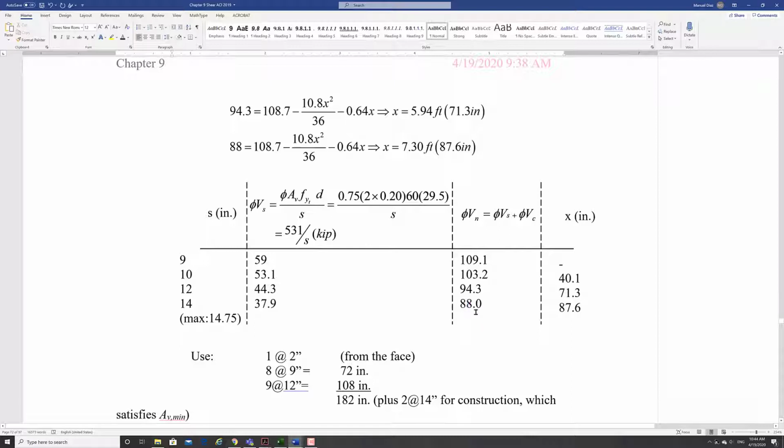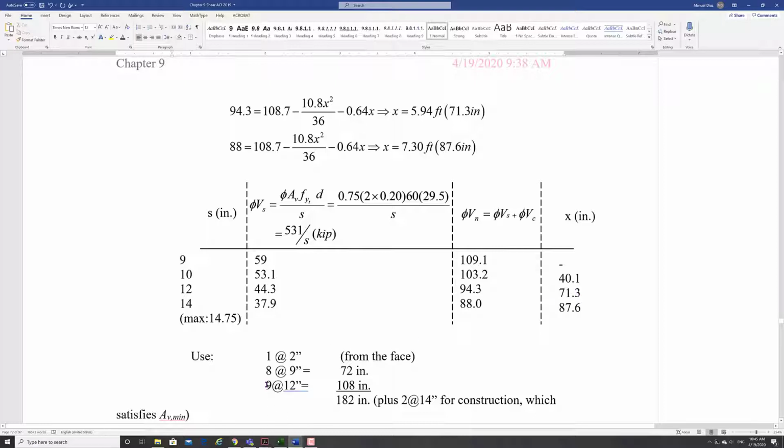So now we need to find 88. So where is 88 in my graph? I put it in the equation, solve for x, and there is my value as this distance. Okay, that just gives me an idea where I can switch. So I go 1 and 2 from the face, right? And then if I do, I want to switch to 12. So I need to go past 71. Okay, so I do 1 and 2, and then 8 and 9, that will be 72 plus 2, that's 74. Okay, 74 is greater than this. Now I can change to 12.